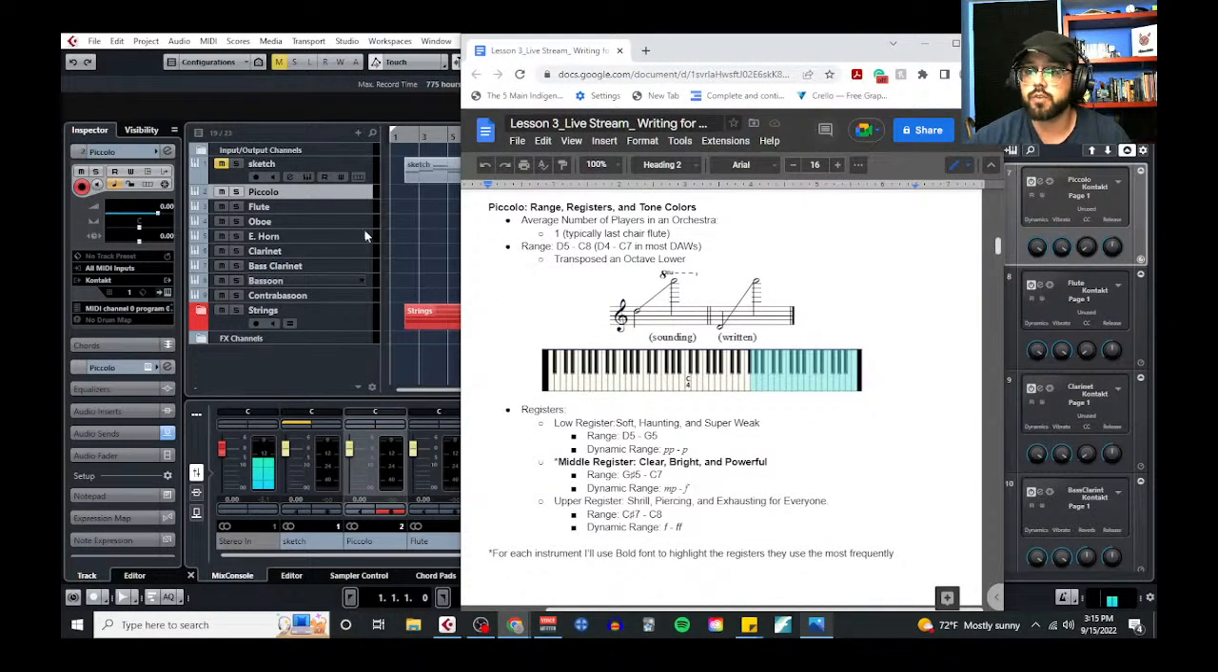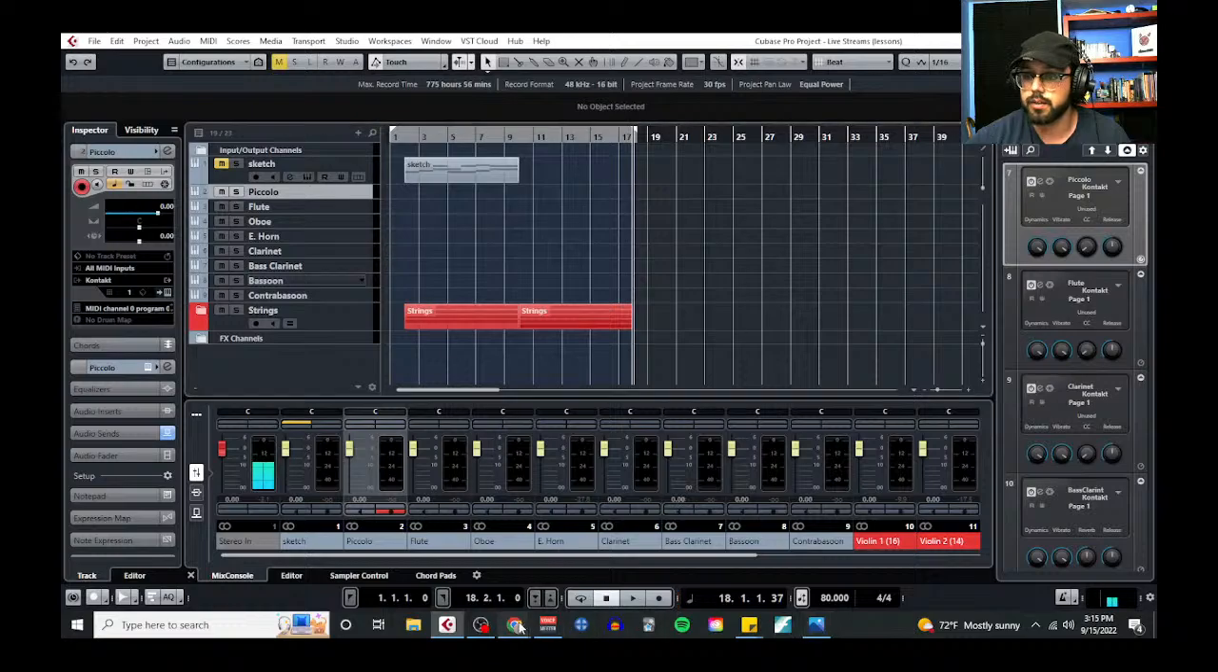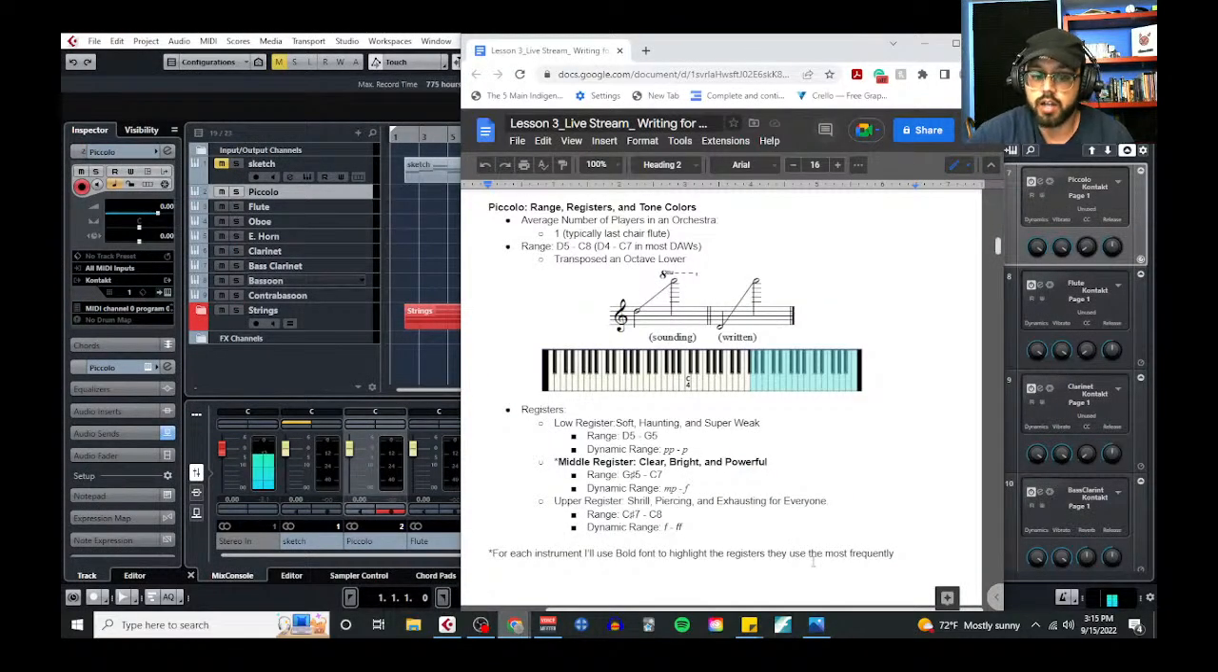The first one, of course, is the piccolo. Let me pull that back up. So the piccolo is kind of the secondary instrument for the flute.